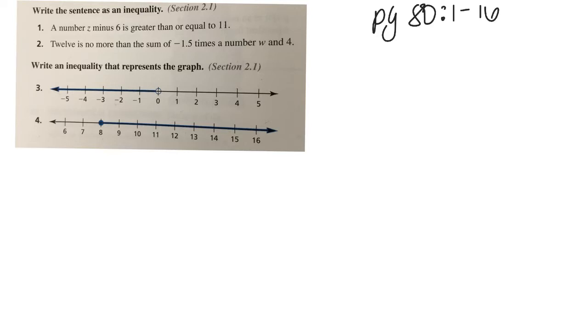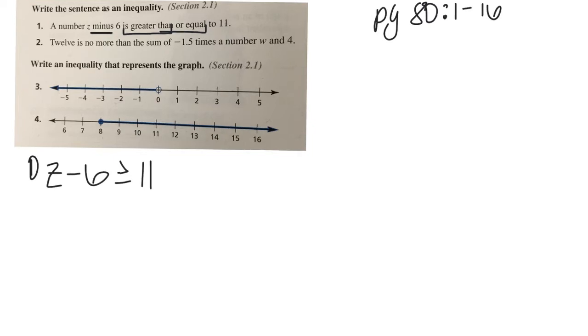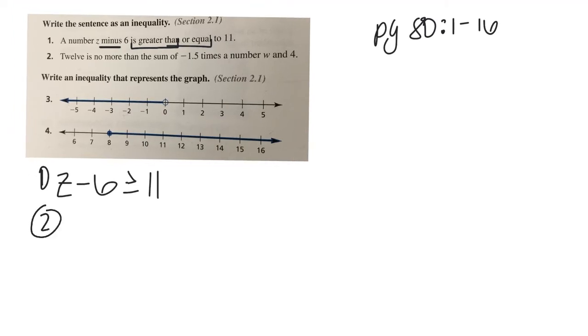So number 1 says a number z minus 6. So there's our operation, z minus 6, is greater than or equal to. That's our greater than or equal to symbol, 11. That one's pretty straightforward. Number 2 is a little less.